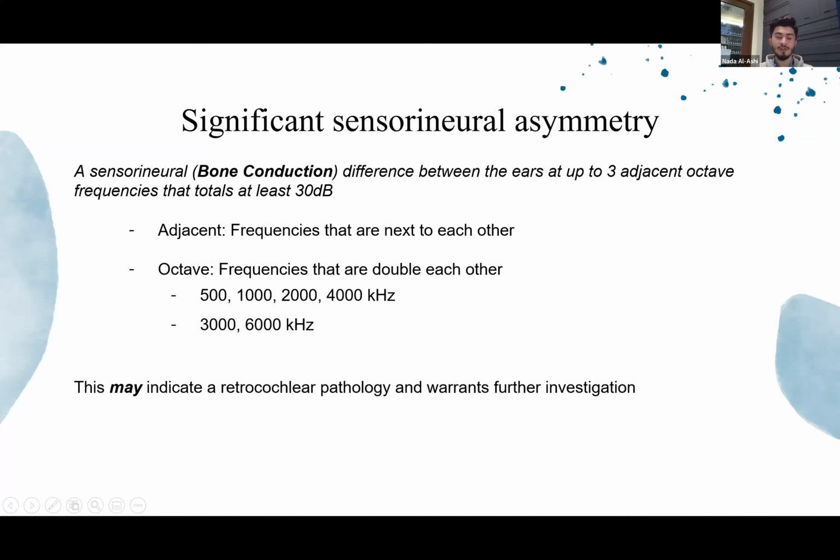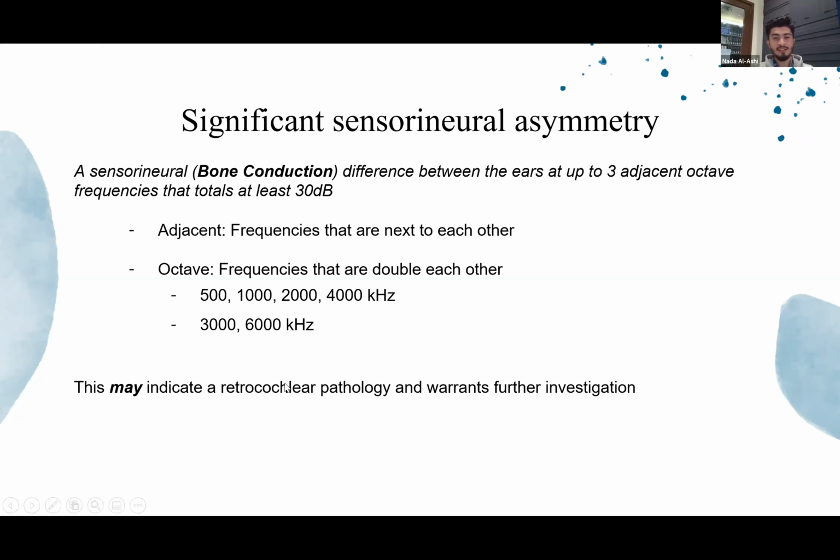Now you might be wondering why we need to look out for this or how this is significant. A significant sensorineural asymmetry may indicate a retrocochlear pathology, so a pathology that is occurring higher up above the cochlea. And this may warrant further investigation. But in next week's symposium, they'll be discussing this and every other pathology in more detail.